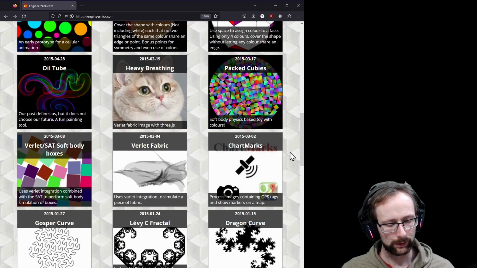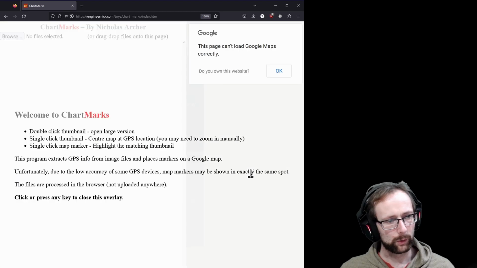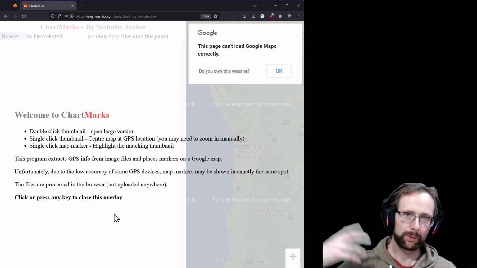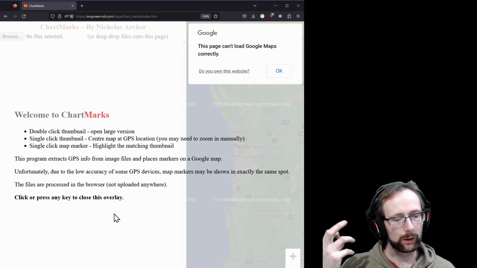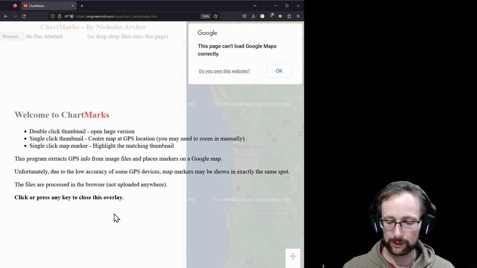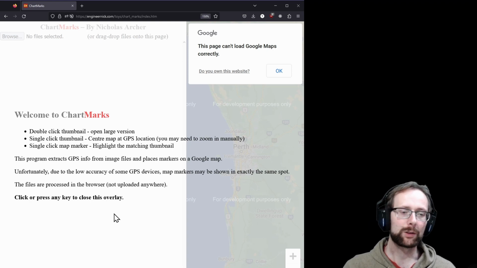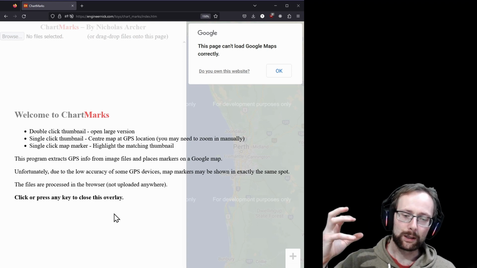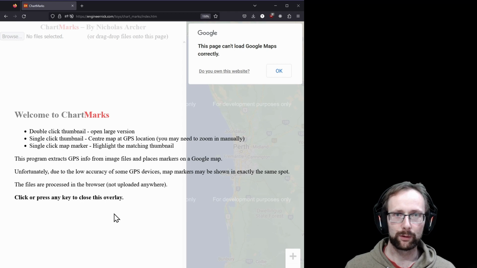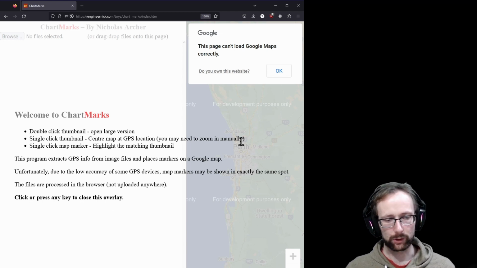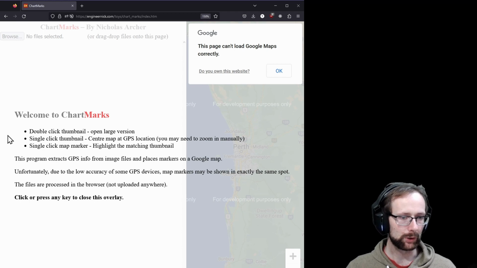Moving right along. Here's one that no longer works. It actually gives a really nasty error message because the way it was supposed to work is you would upload a bunch of images. It would use JavaScript to process the image binary itself and extract the latitude and longitude from the EXIF metadata, and then it would put pins on the map. And if you clicked a pin, it would highlight the image.